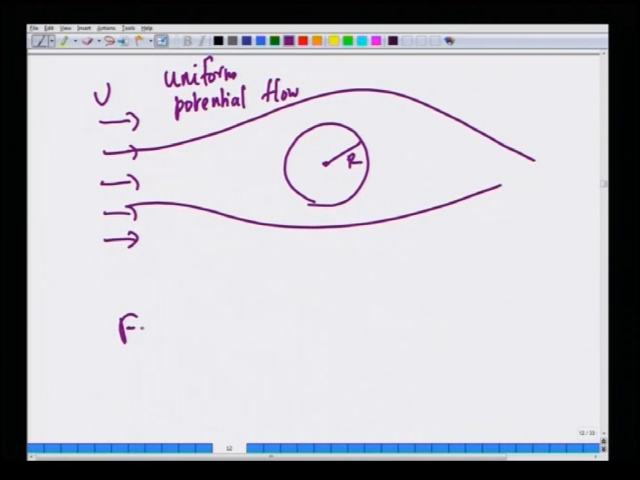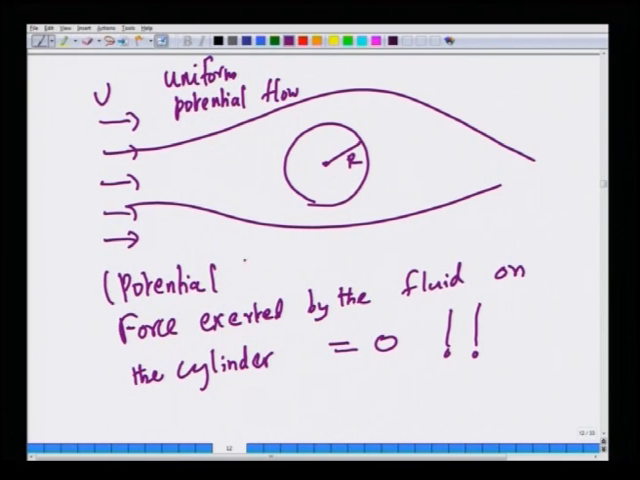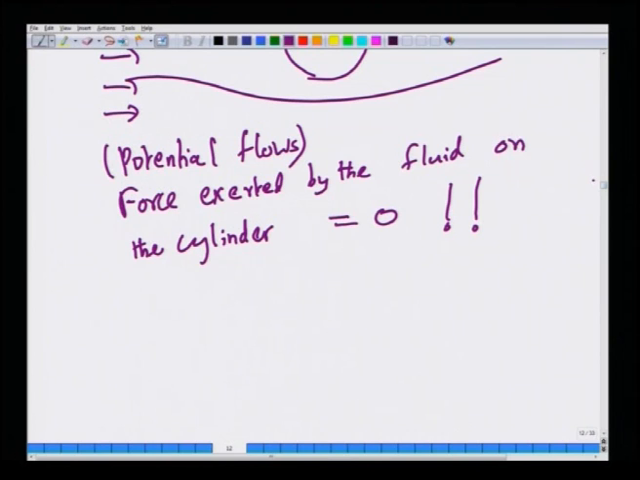So, the force exerted by the fluid on the cylinder is identically equal to 0. This comes as a surprise in the potential flow limit, because experiments tell us that even at very high Reynolds numbers, whenever you have flow past any object like a long cylinder or a sphere, you always find a finite force.